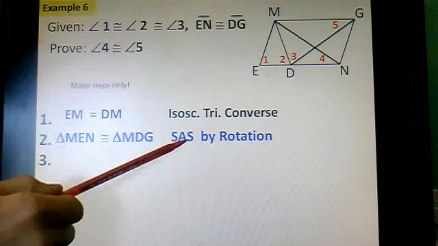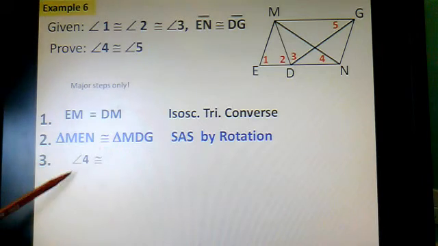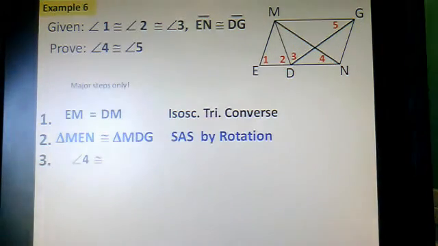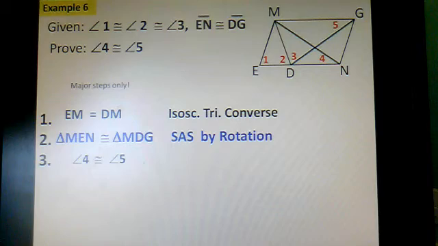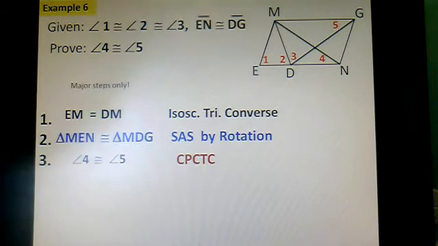And then of course after you side angle side, you guys should now be experts. You can use CPCTC to prove that angle 4, which is a part of triangle MEN, is congruent to angle 5, which is the corresponding part of MDG. So, hopefully you like that.